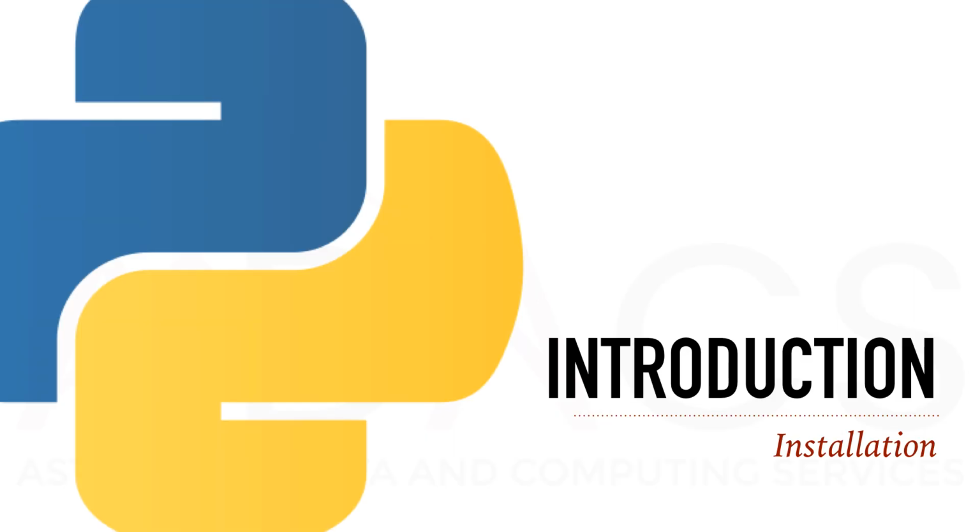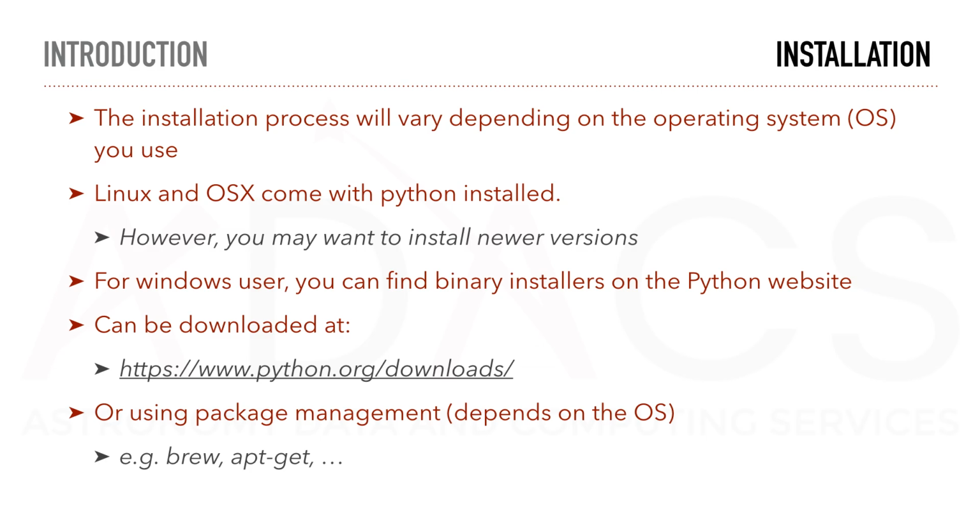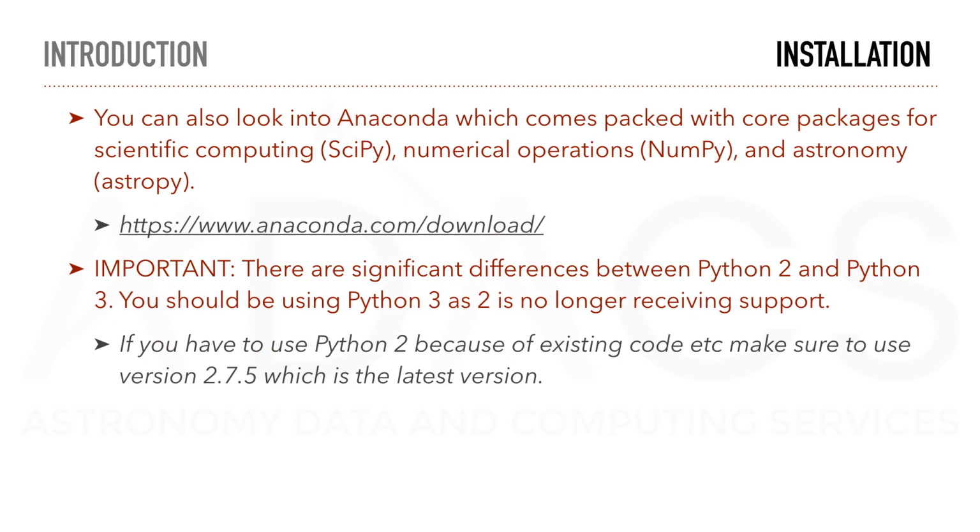Now, how to actually set it up on your machine. Lucky for you, if you use a Linux or OS operating system, Python will already be installed on your machine. However, your Python distribution may be in need of an update, so you're up to date with the newest version. For Windows users, please check the Python website for the downloader. You can also use package management systems such as Brew and apt-get. It's also worth checking out Anaconda, which comes pre-installed with a number of key packages such as SciPy, NumPy, and AstroPy, which you will definitely find useful.